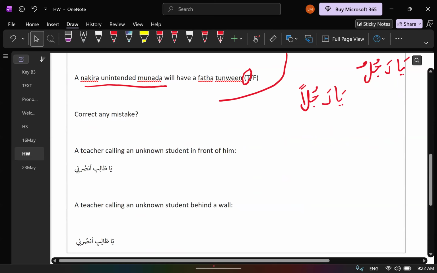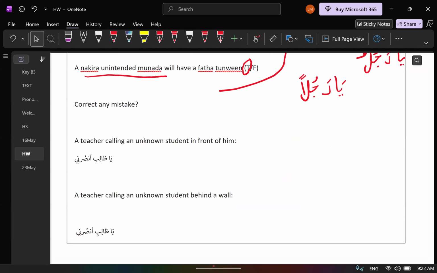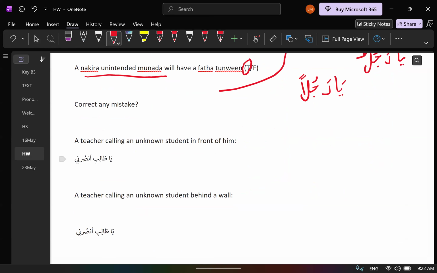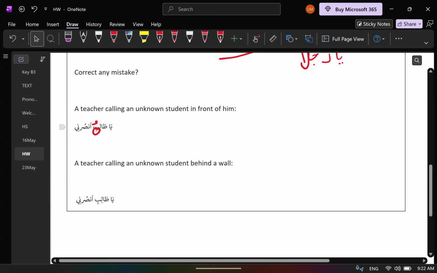Okay, next one. Who wants to go? Brother Shahid, yes. Correct any mistake. Can you help us with this? Brother Shahid, we can't hear you. Ya talibun surni. Ya talibun or talibu? Talibun, yes. You will connect, and that's why you say ya talibun unsurni, or ya talibun surni because of connection purposes. That is good. So this kasra is wrong, right? That's the mistake.